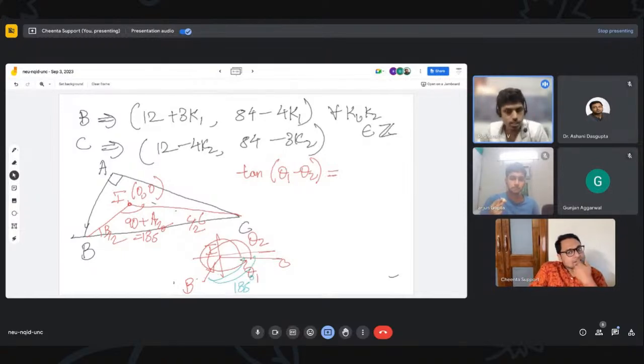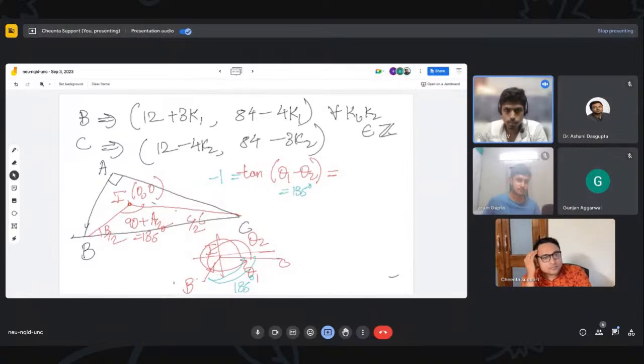Because the configuration is just fixed in the plane, BIC must be here only. This is the ray AB, so BIC must be like this only. So the configuration is like this. So it is 135, which is tan of theta 1 minus theta 2 is 135. Tan 135 is minus 1. But we will find it in terms of slope separately.